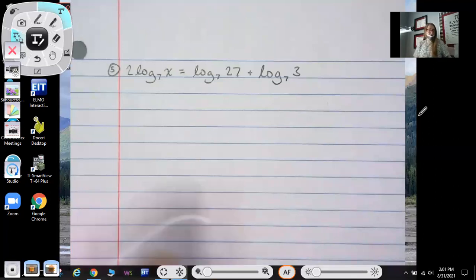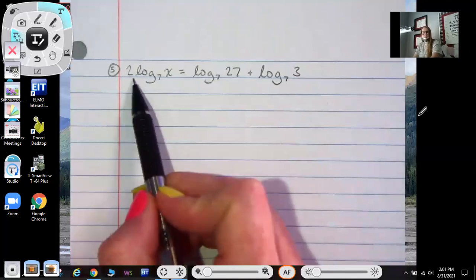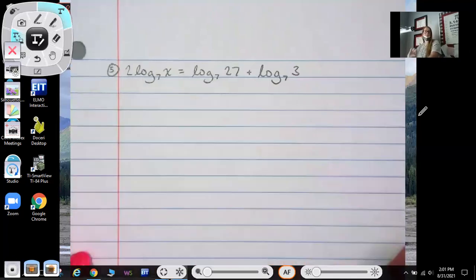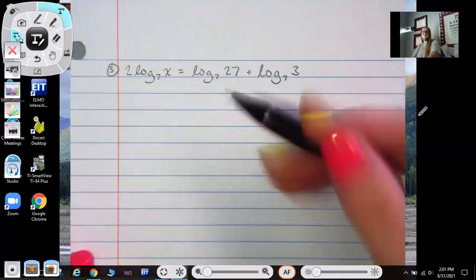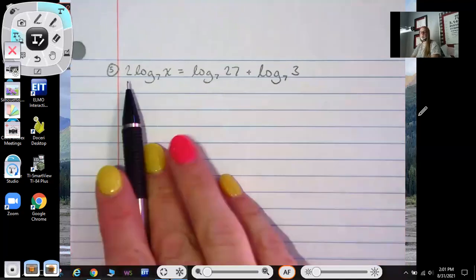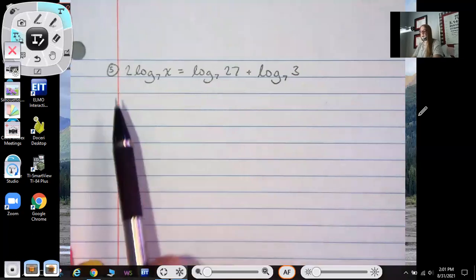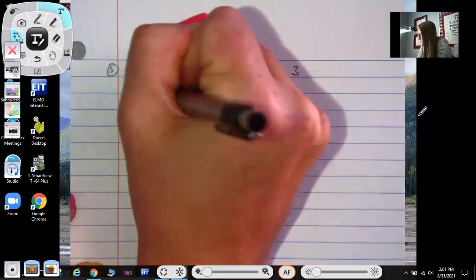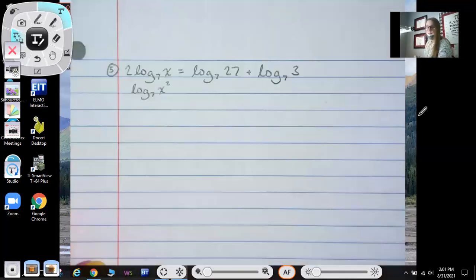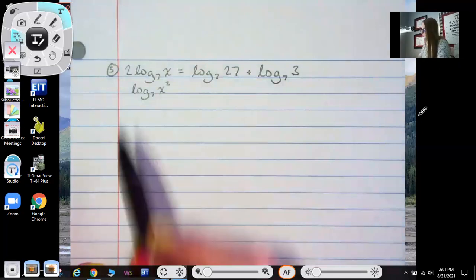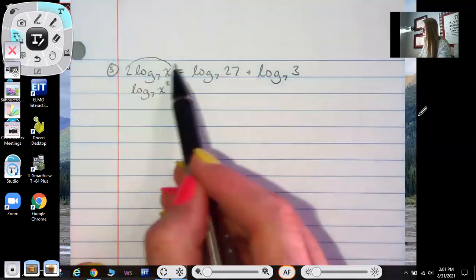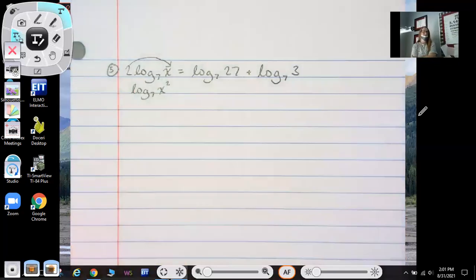So on the left side of the equal sign, we need to deal with this 2 that's in front of this logarithm. In order to use the other properties on down in this problem, you can't have a number in front of a logarithm. So the power property that we learned about yesterday says that we can rewrite this as log base 7 of x squared. So we basically just move this 2 so that it becomes an exponent on the x. That's what the power property allows us to do.